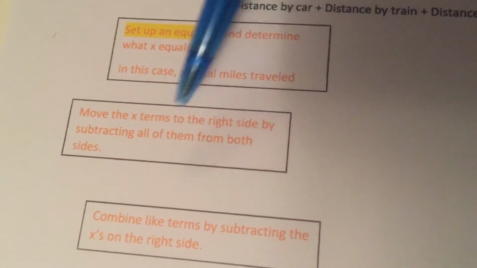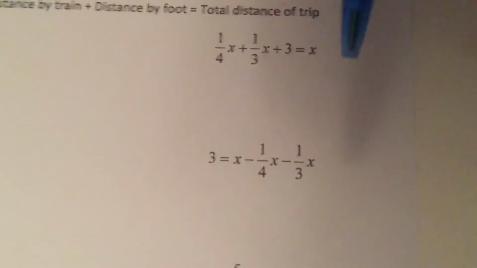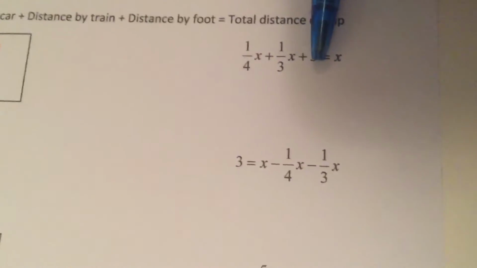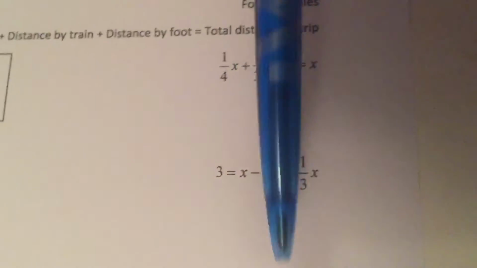So then we just move the x terms to the right side by subtracting all of them from both sides. So we're going to put all of our x terms over here and just leave the 3. So we're subtracting this and that moved over here.